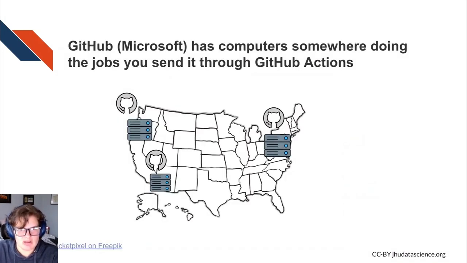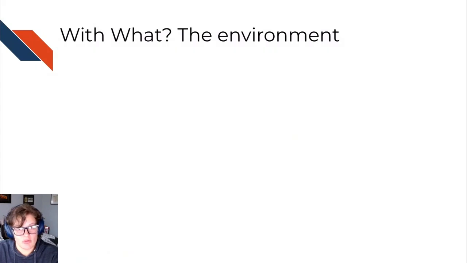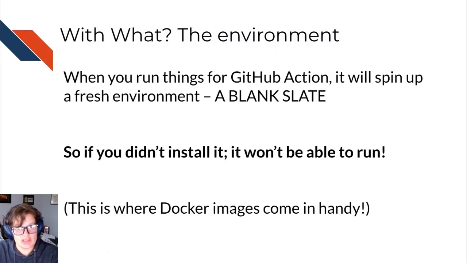So about the computing environment then, why are we having to say with what? So GitHub, or Microsoft that develops and maintains GitHub, has computers everywhere doing these jobs. You're sending them these jobs through GitHub Actions, and they're running it there. Okay. And so why do we have to specify an environment is that when you run things for a GitHub action, it's going to spin up. It's going to make a fresh environment. It's going to make a blank slate, essentially.